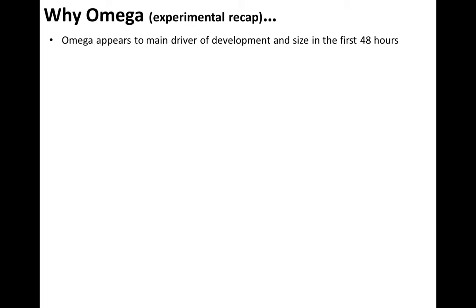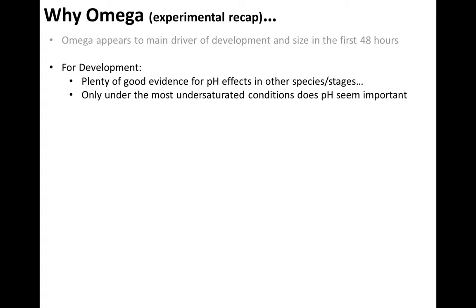Okay, so why omega? To recap the experiments, as we proposed in terms of a kinetic reason for the sensitivity of the early larvae, omega appears to be the main driver of development and size in the first 48 hours. For development, there's plenty of good evidence for pH effects in other species and stages, so we're not saying that these other components of the carbonate system don't matter. But for these organisms, when they're building the shell at this really fast rate so that they can have their exoskeleton and attach their organs for feeding and swimming, omega seems to be the dominant parameter driving this response. Only under the most undersaturated conditions does pH seem to be important.